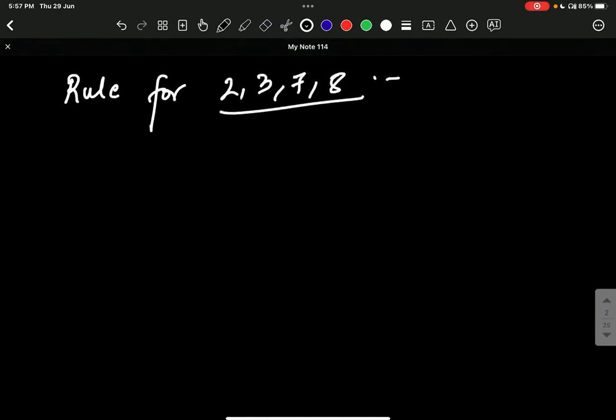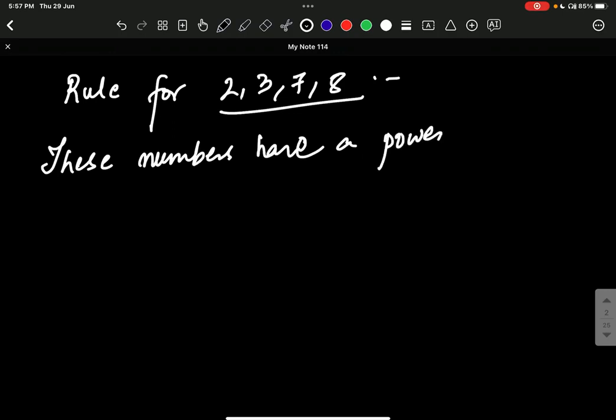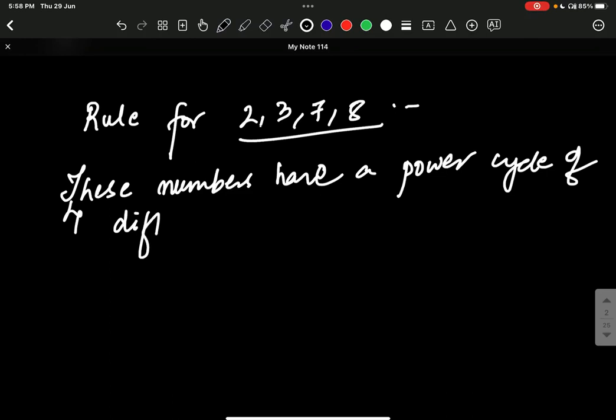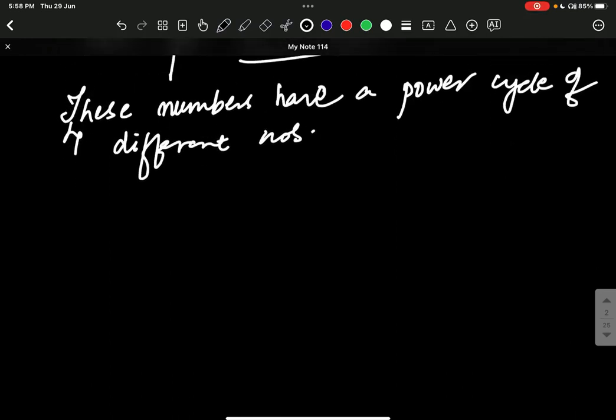Okay, so quickly let's just talk about what is the rule for 2, 3, 7 and 8. See, now these numbers have a power cycle of 4 different numbers. You can note it somewhere that these numbers have a power cycle of 4 different numbers. Now let's just talk about 2.